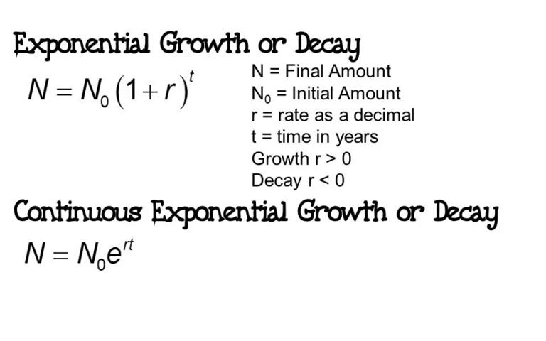N sub 0 is the initial amount. R is rate, T is time, so very similar information. The only difference on this is if you're talking about growth or decay, you're going to change the sign of the rate. So if you're talking about a growth situation or a value that's increasing, you're going to have a positive rate in your equation. If it is talking about decay or something decreasing, then you're going to plug in a negative rate into that formula. So let's do a couple of examples using those.